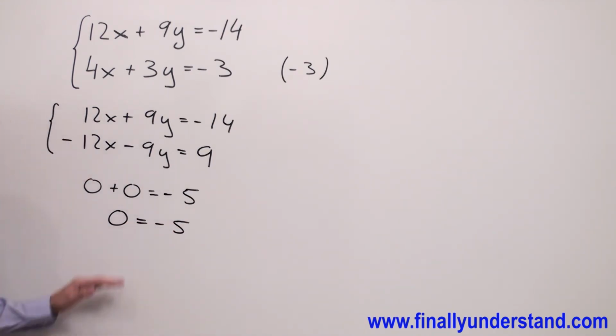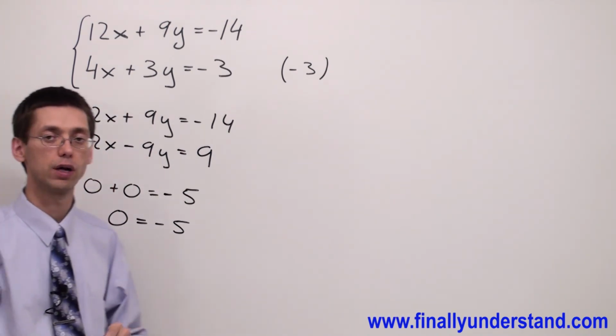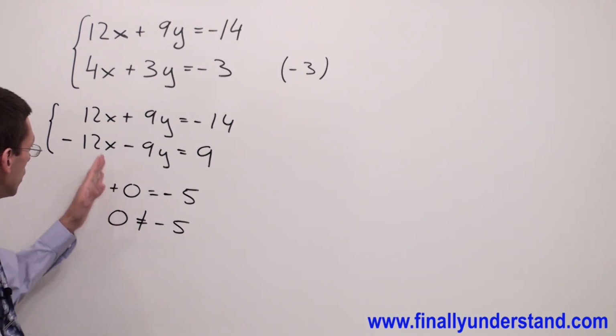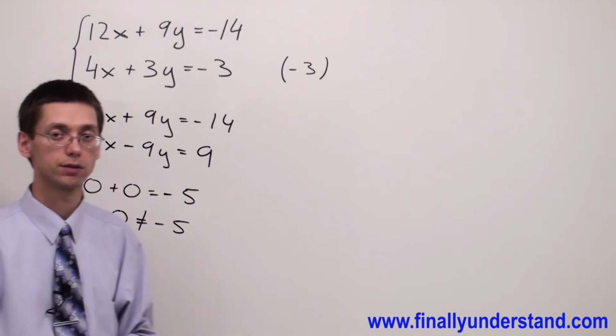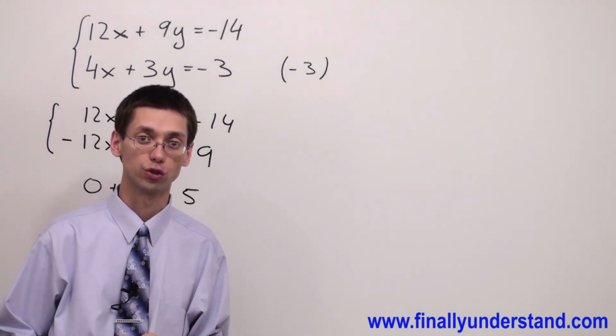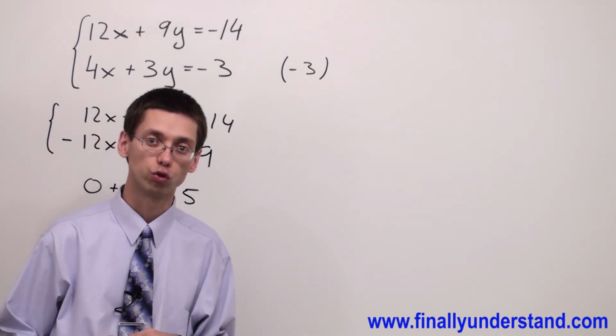We got the false statement because this is not true. 0 is not equal -5. Anytime you are going to eliminate all variables and you are going to end up with the false statement, it means that the system is inconsistent. It means that the system has no solution.